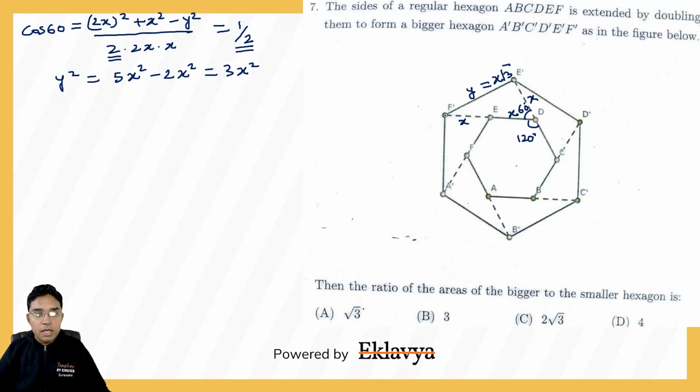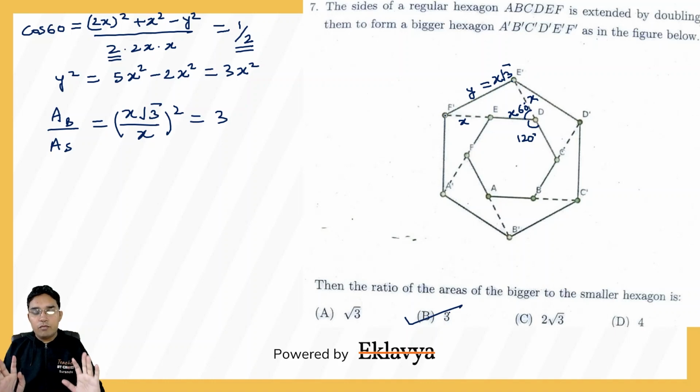Now the question is ratio of areas of bigger to smaller hexagon. Because both hexagons are similar, every two regular hexagons have to be similar because all inside angles are 120. So the ratio of the areas, they are saying bigger upon smaller, it has to be the square of corresponding sides. So x root 3 upon x whole square. This will give us the answer, that is 3. So B is the answer of this question.